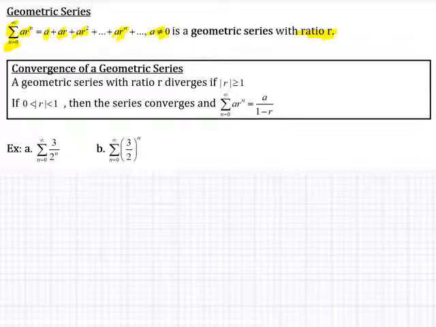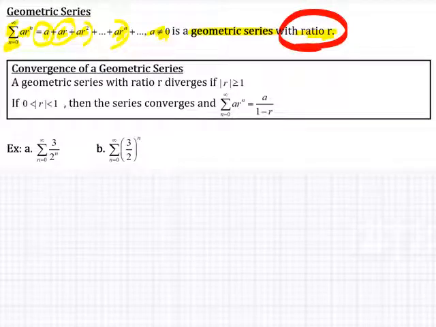A can't be 0, because if a was 0, then every single one of these terms here would just be 0. So we're not going to look at that. But if a series has that structure to it, we call it a geometric series. Whether or not that geometric series converges or diverges has everything to do with the ratio of the series. So this is what the geometric series theorem says.